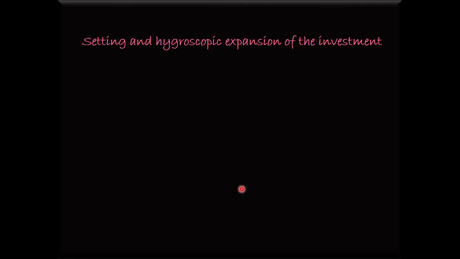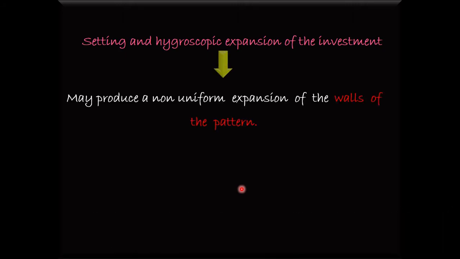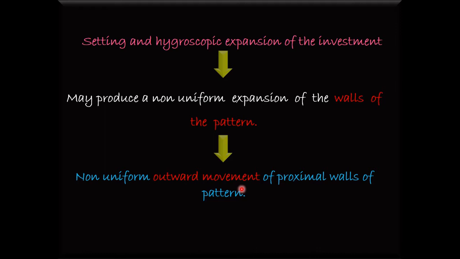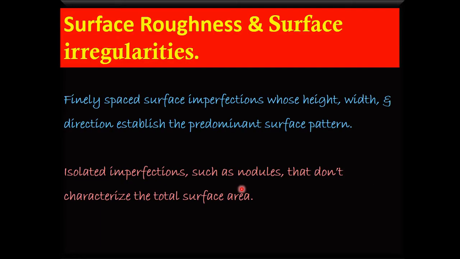Unquestionably, some distortion of the wax pattern occurs as the investment hardens. At that time, the setting and hygroscopic expansion of the investment will produce a non-uniform expansion of the walls of the pattern, and it will cause a non-uniform outward movement of the proximal walls of the pattern. The gingival walls will exert an outward movement, whereas the occlusal surface resists this non-uniform outward movement.